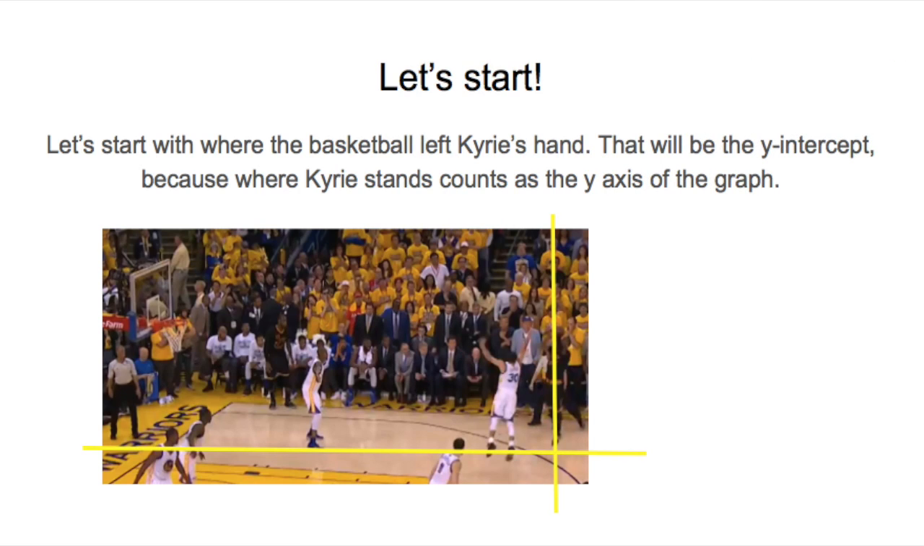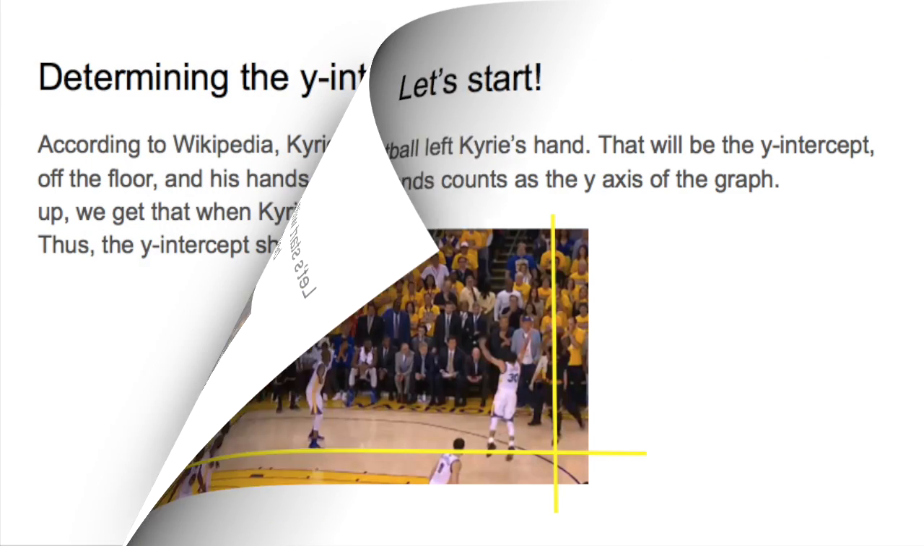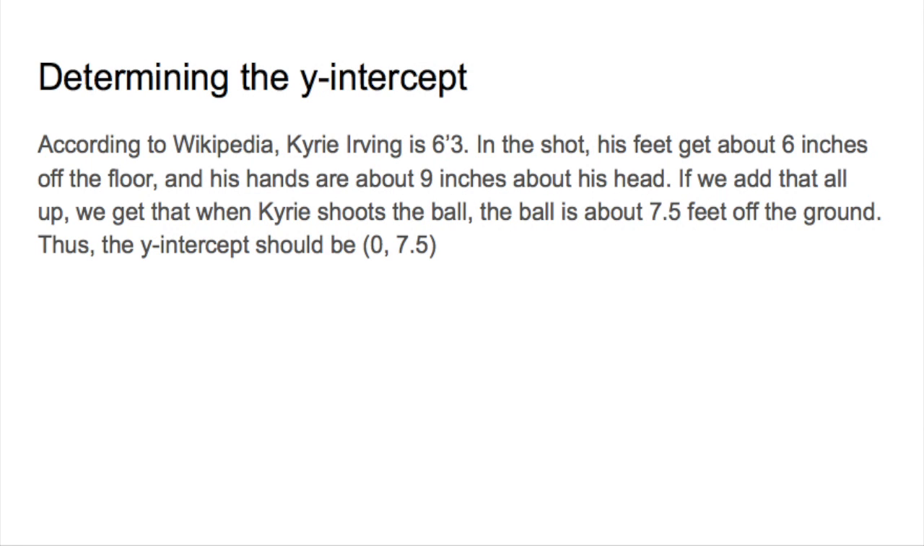Let's start with where the basketball left Kyrie's hand. That will be the y-intercept, because where Kyrie stands counts as the y-axis of the graph. According to Wikipedia, Kyrie Irving is 6'3". In the shot, his feet get about 6 inches off the floor, and his hands are about 9 inches above his head. These are all estimations, but they're pretty close. If we add all that together, we get that when Kyrie shoots, the ball is about 7.5 feet off the ground. Thus, the y-intercept should be 7.5.